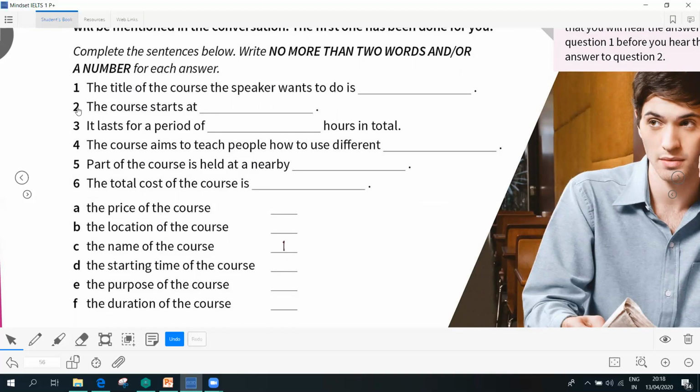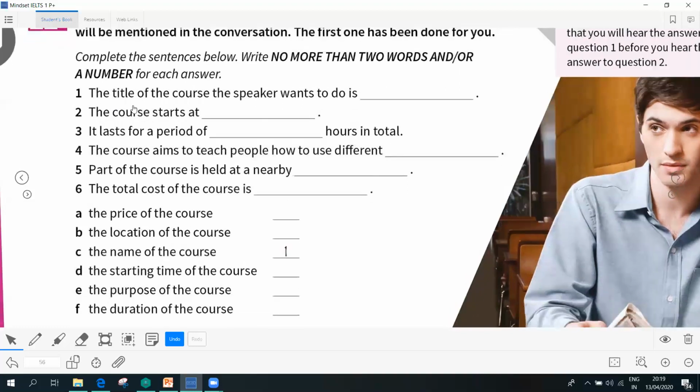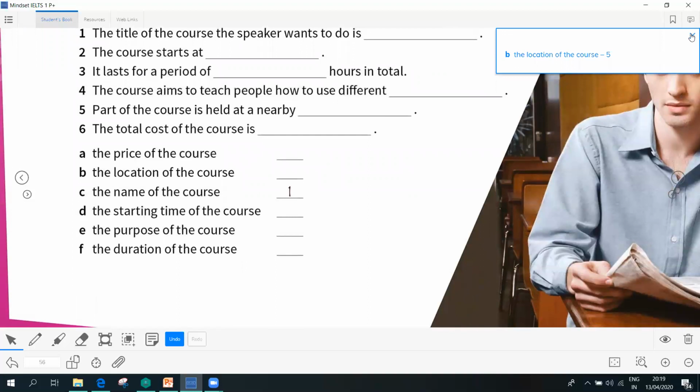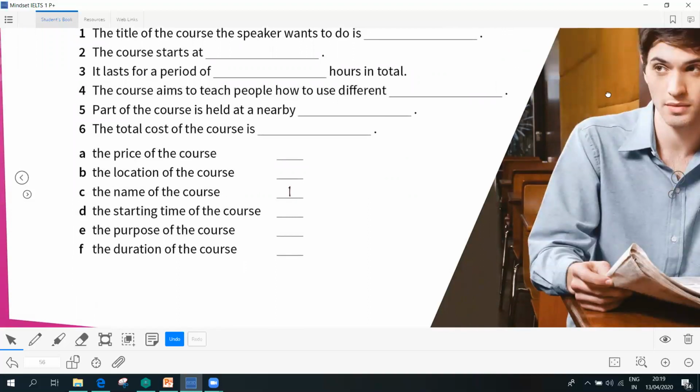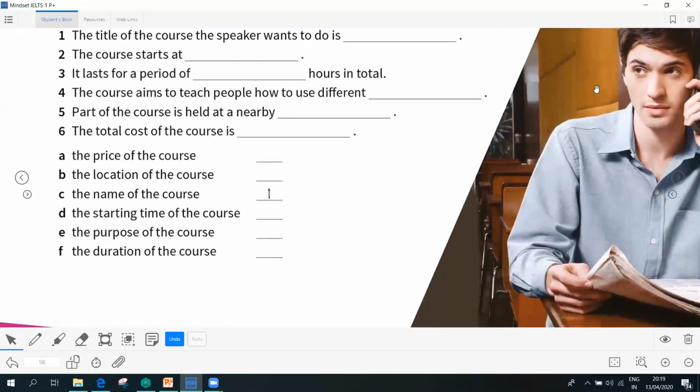Let's do one more. Number 2. The course starts at. What's required here? Time. So what's the topic? The starting time of the course. So here you write number 2. So complete this task on Moodle. Okay. Let's move on to the next task, which is task 13.